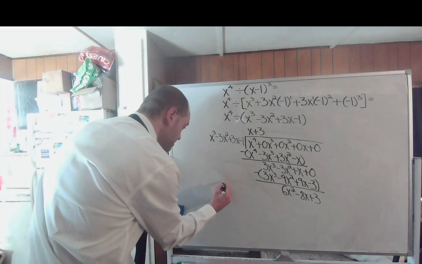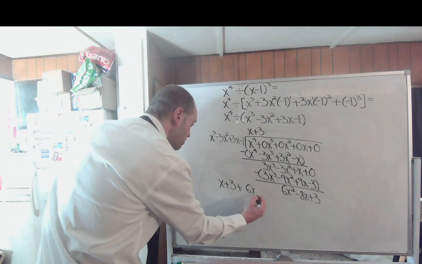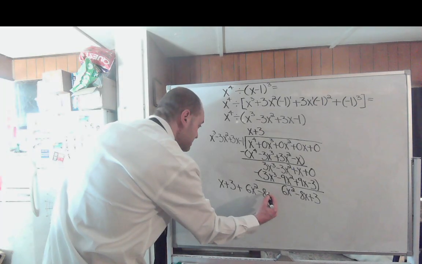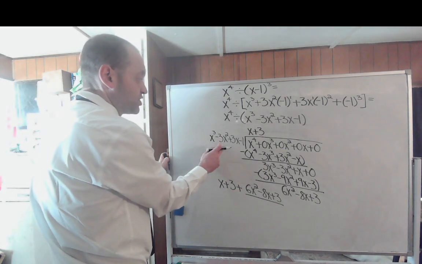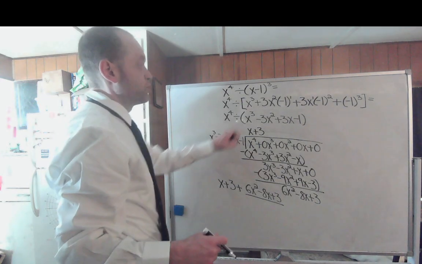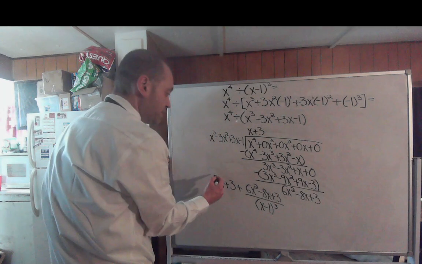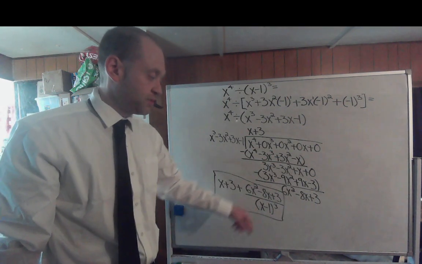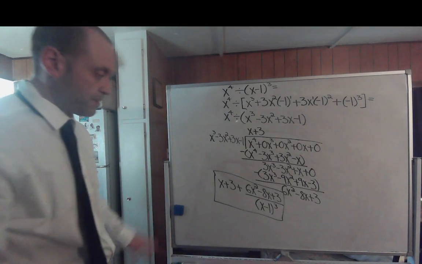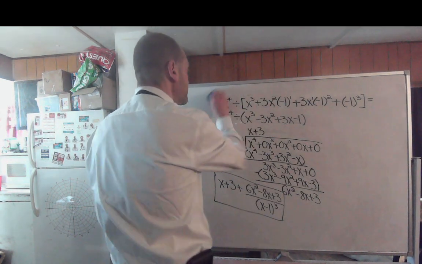So the proper form is going to be x plus 3 plus that 6x squared minus 8x plus 3, all over that x cubed minus 3x squared plus 3x minus 1, which we know factors into x minus 1 to the third. You can also write the denominator in its factored form. So you end up getting x plus 3 plus the quantity 6x squared minus 8x plus 3 all over x minus 1 to the third. So that's how long division works. Now let's get into some synthetic division.